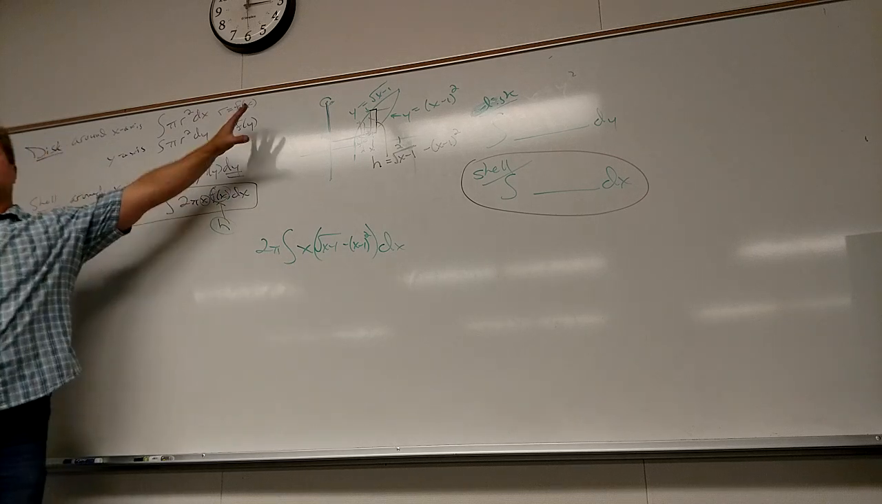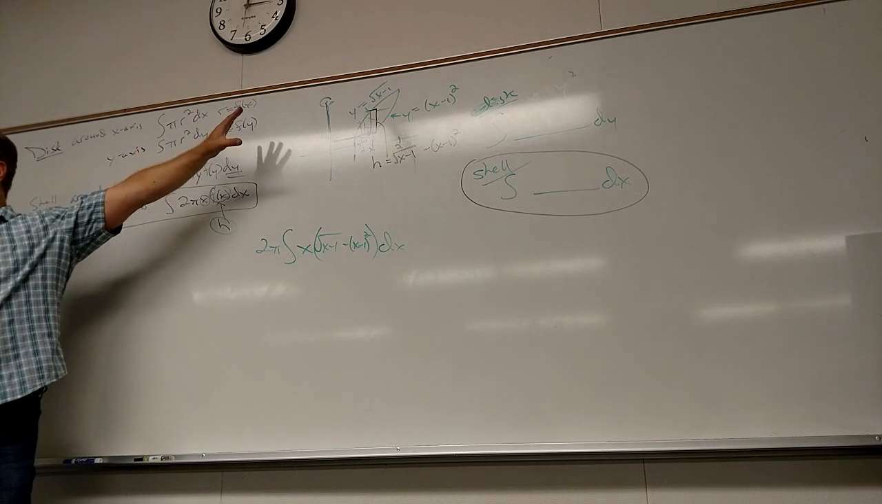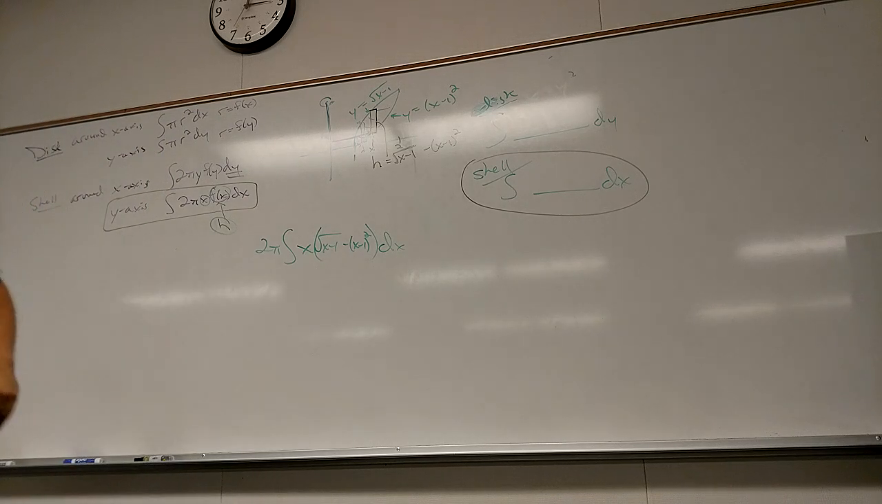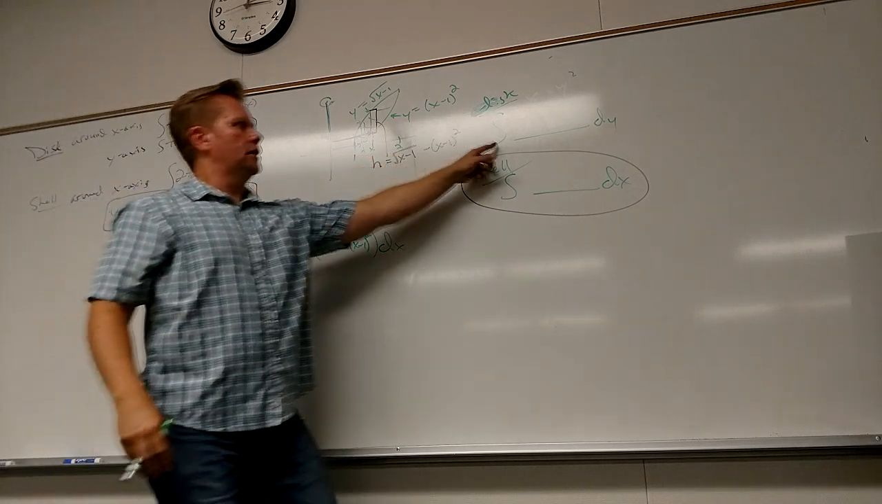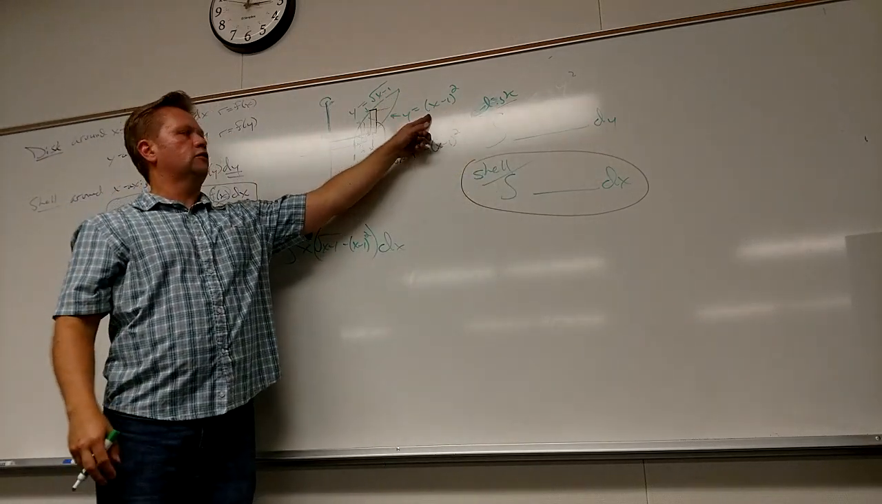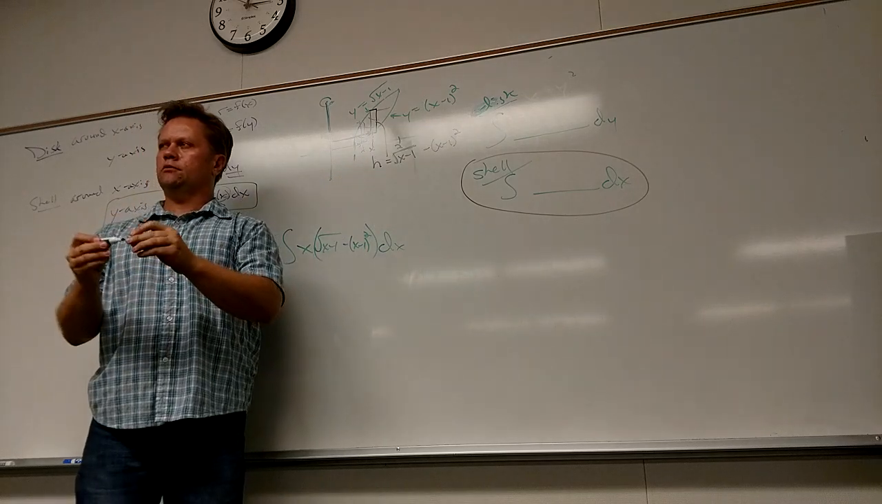So what would this look like if I chose disks instead? Let's do that, and maybe we'll call it a day. Let's see where we get to. Maybe not. We'll see. So I chose disks instead. It would have to be integral dy, which means I would have to solve these for y, which isn't as difficult as you might think.